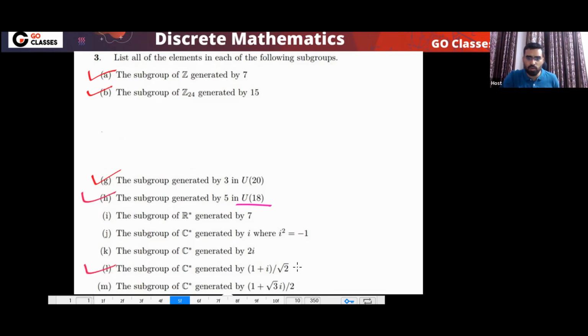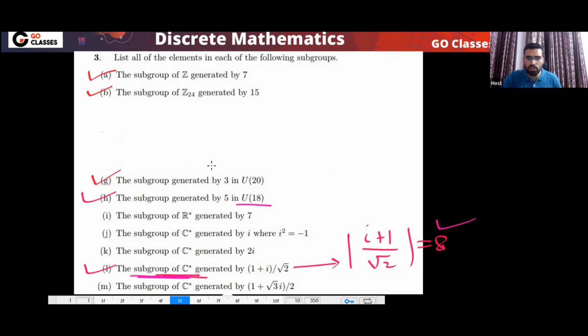This is important because here you can notice this is an infinite group. And what is the order of this element? We found this in the last class. That was 8. Now you can notice this is an infinite group, but the order of the element is finite.